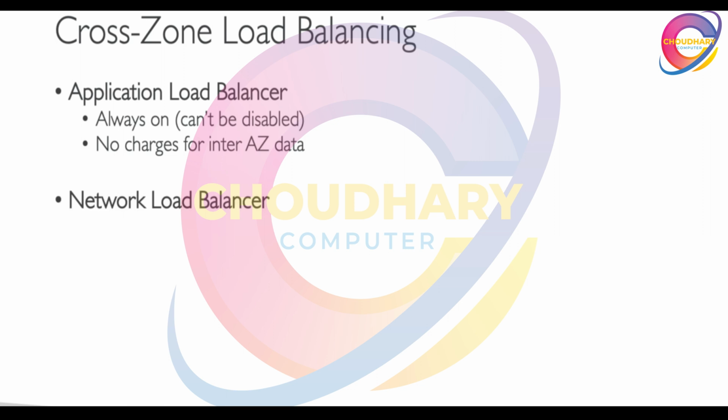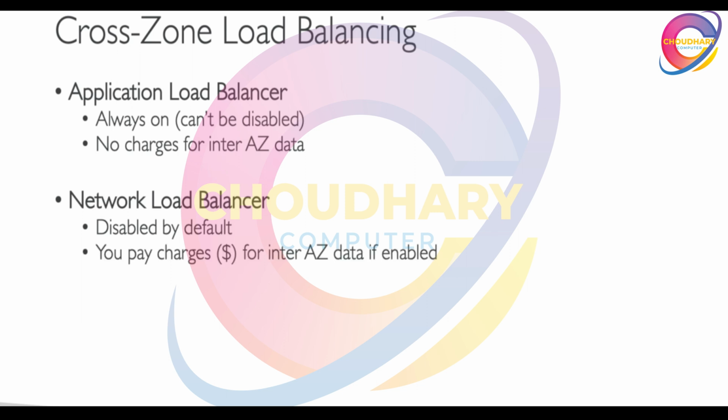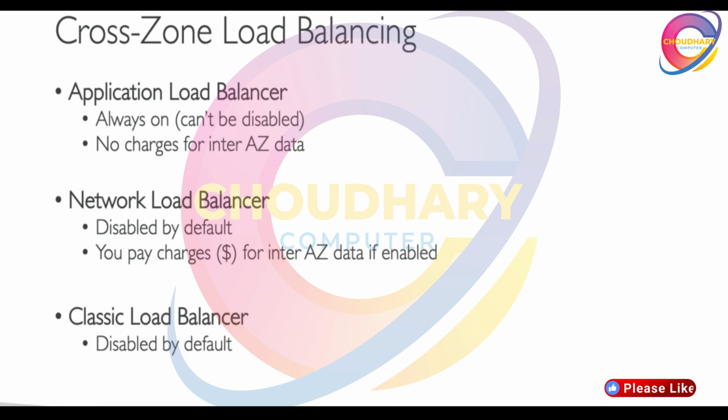For the network load balancer now, it is disabled by default, but you pay an amount of dollars if you want to enable cross-zone load balancing, in which case you will have to pay for the data transfers between the availability zones. And finally, the classic load balancer has cross-zone load balancing disabled by default, and if you enable it, there are no charges for inter-AZ data transfers. So all load balancers have this capability. The ALB is always on by default. The NLB, you need to enable it and you're going to pay for it, and the CLB, you can enable it and you're not going to pay for it.